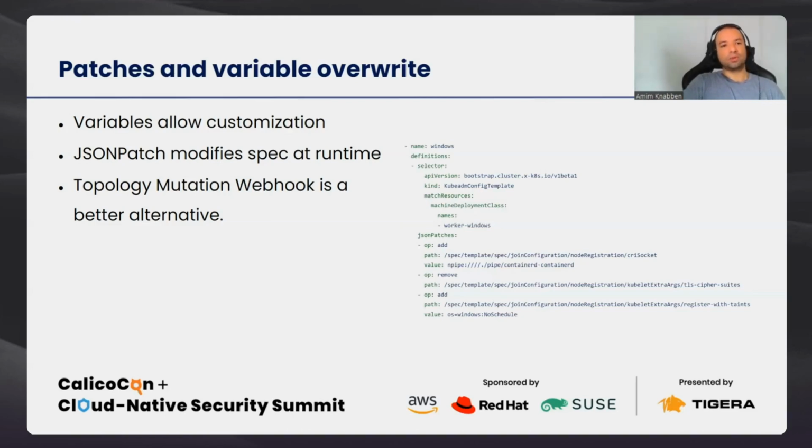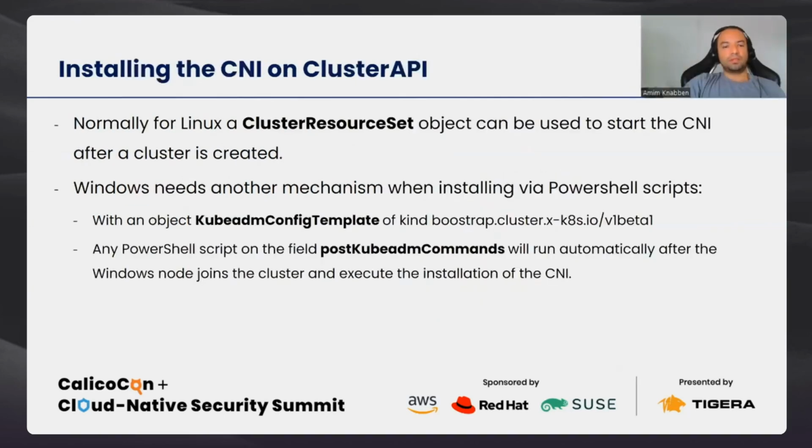Another, and better, alternative to modify these patches is runtime extensions. Through imperative Golang code, you can write a webhook that modifies this in flight. So you can have tests and better coverage and reliability of your changes. Installing the CNI on Cluster API is done by changing objects and installing new objects inside the new cluster. The ClusterResourceSet object can be used to start the CNI after the cluster is created.